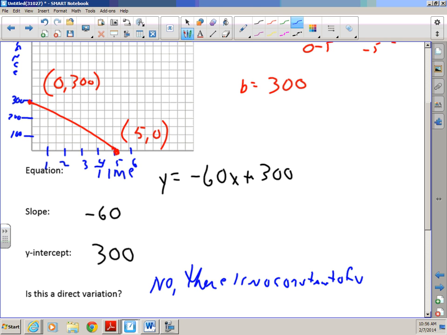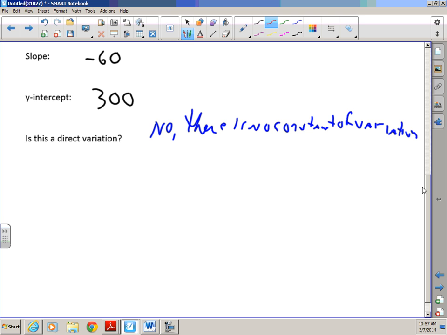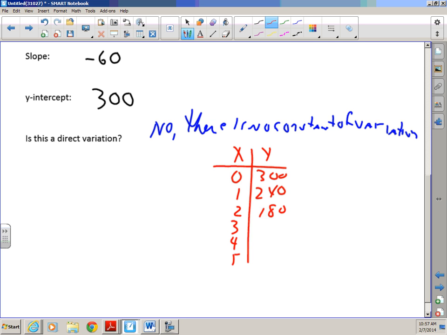In other words, if I made a little table of values for this, at 0 hours, I'm at 300 feet, okay? And then after 1 hour, I'm at 240. 2 hours, I'm at 180. 3, 4, and 5, I'm at 120, 60, and 0.